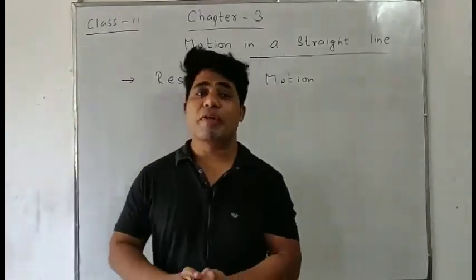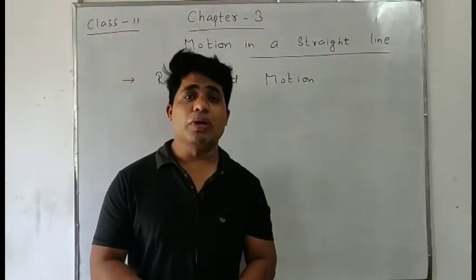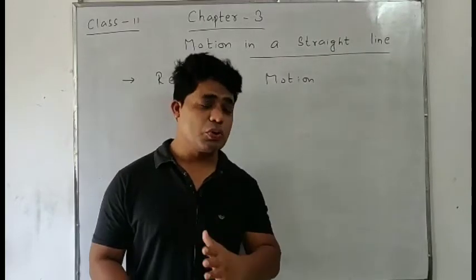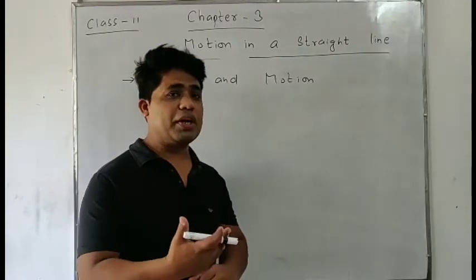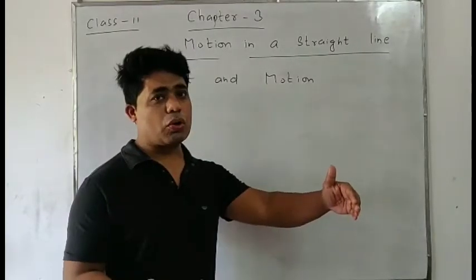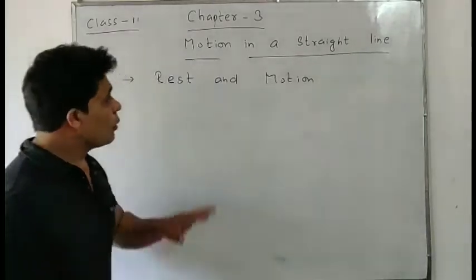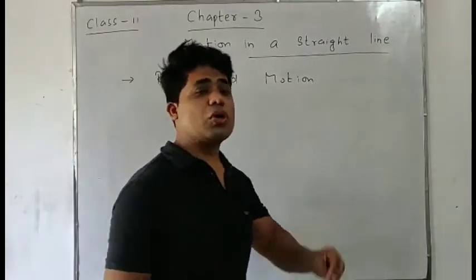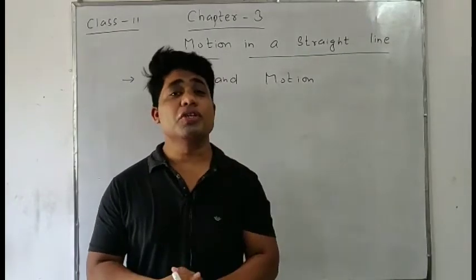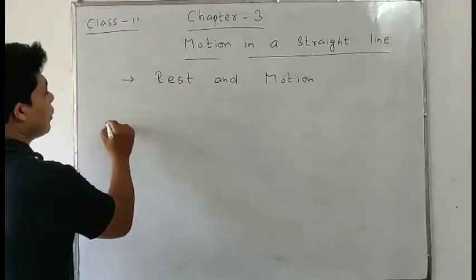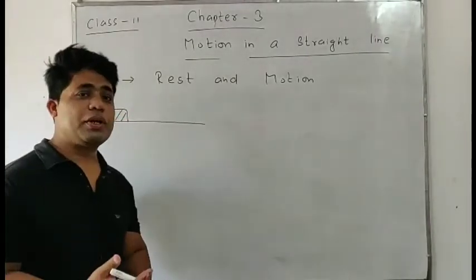So simple thing, what is the meaning of rest? An object is said to be at rest when it does not change its position with respect to time and surrounding. Look at my position, 1 second, 2 second, 3 second, 4 second, time is going on, and I am not changing my position, so I am in the state of rest. When an object does not change its position with respect to time and surrounding, it is said to be in the state of rest.